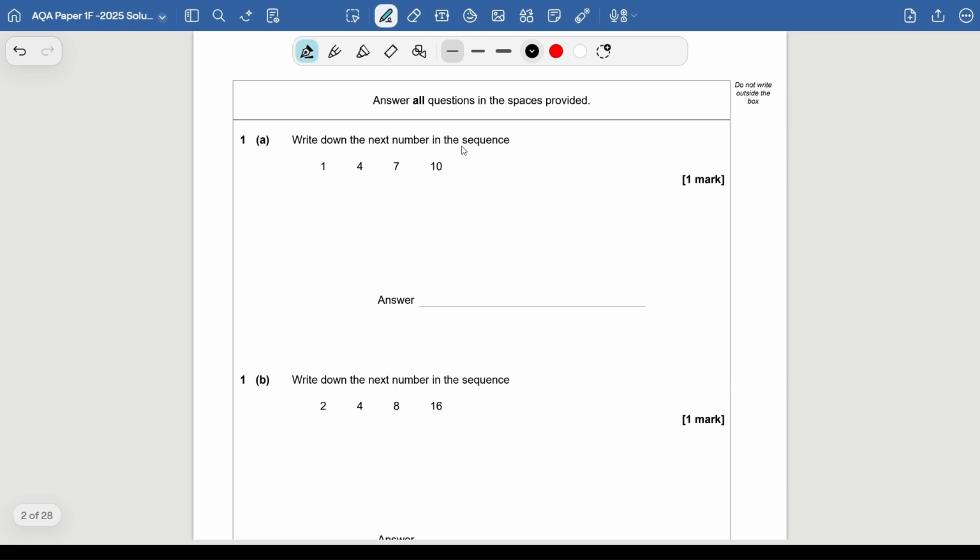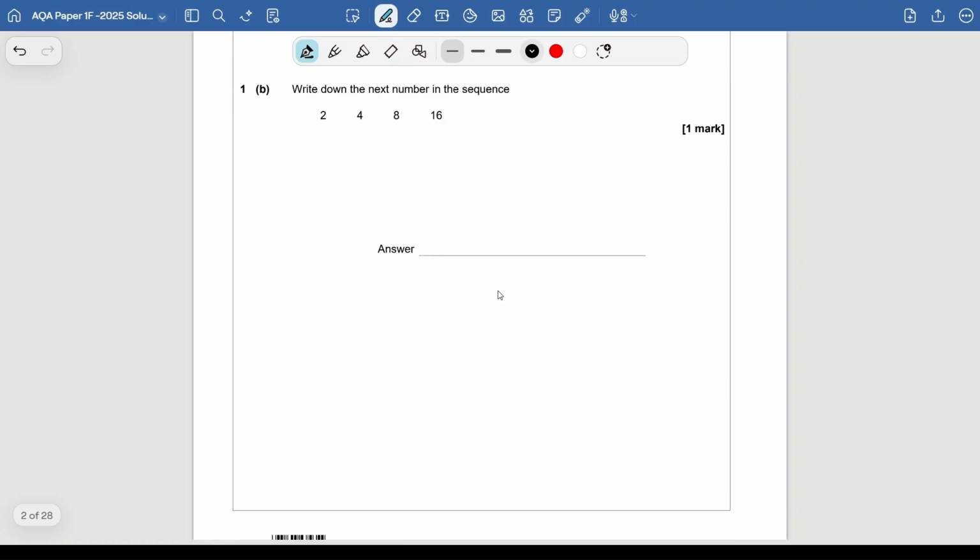Write down the next number in the sequence. The numbers are 1, 4, 7, 10. So the numbers are getting larger every time. So you need to add a number to this number to get to the next number. 1 plus 3 gives you a 4. 4 plus 3 is 7. 7 plus 3 is 10. So the next number has to be 10 plus 3, that is 13.